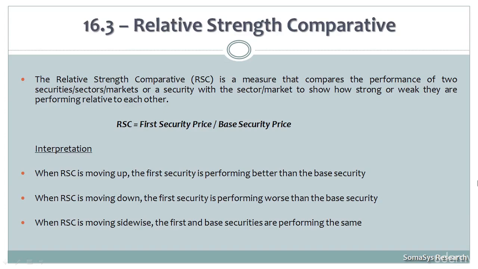Now, how do we interpret this indicator? When RSC is moving up, the first security is performing better than the base security. And when RSC is moving down, the first security is performing worse than the base security, which would mean it is either not rising as fast or perhaps falling faster. And when RSC is moving sideways, then the first and base securities are performing the same, that is, rising and falling by the same percentages. Not exactly same percentages, obviously, but more or less.